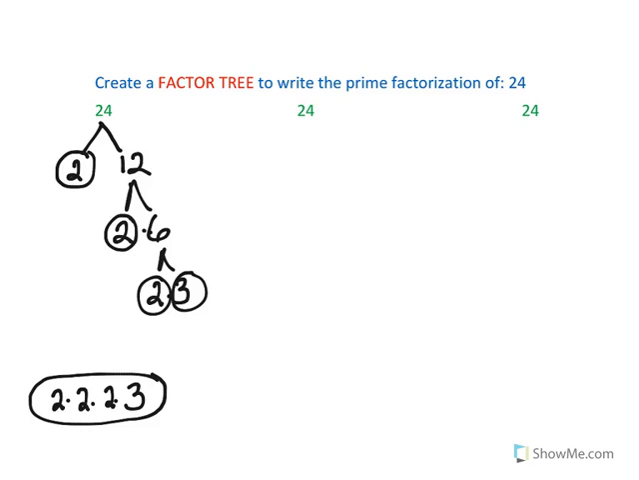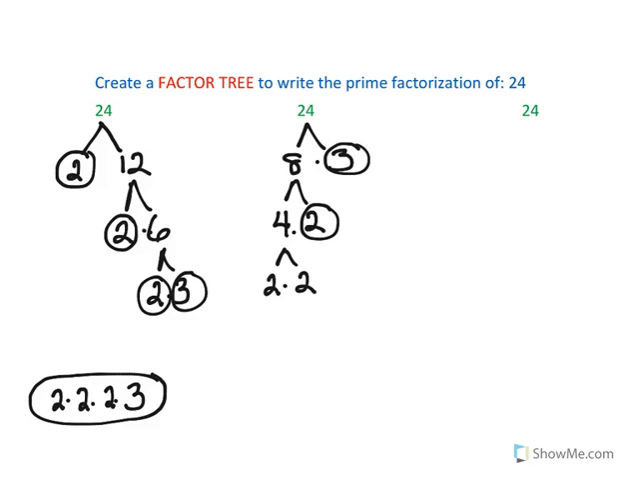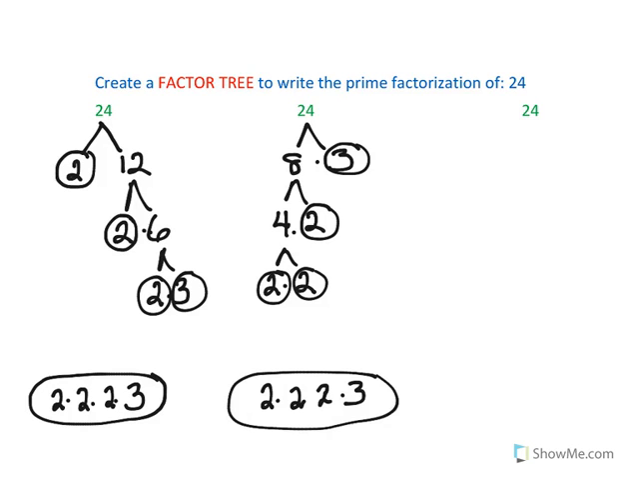I could have, however, said, well, wait a minute. I could do this a different way. What if I picked 8 times 3? Pick the bigger number first this time. 3 is prime. 8 can be broken down to 4 times 2. 2 is prime. And 4 is 2 times 2, which are both prime. Let's see. 2 times 2 times 2 times 3, and I get the same thing.